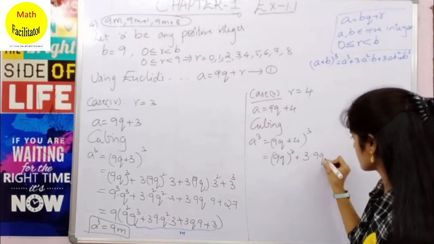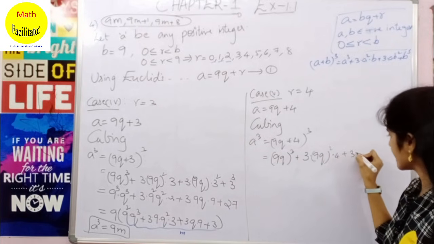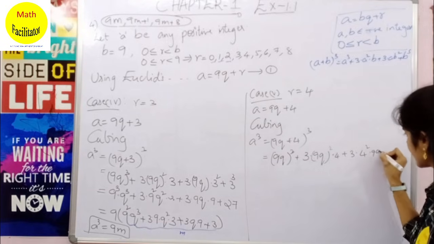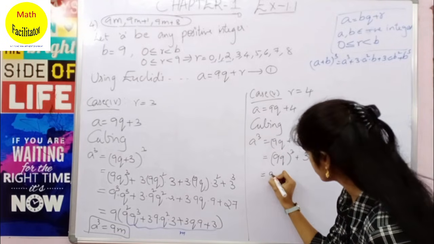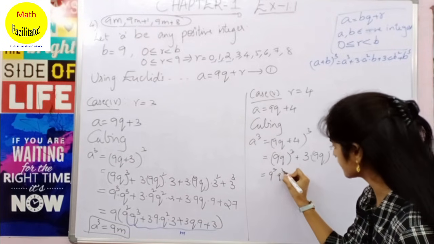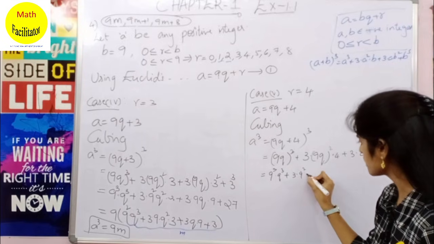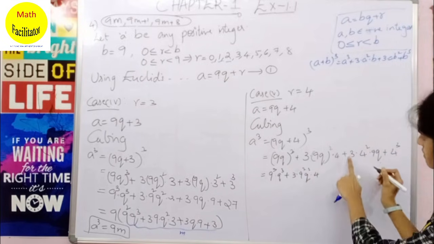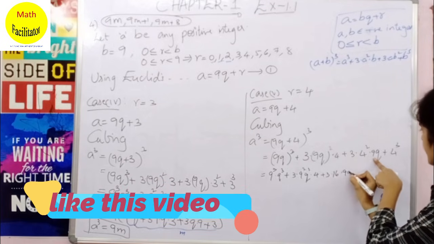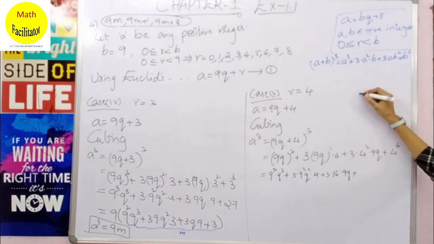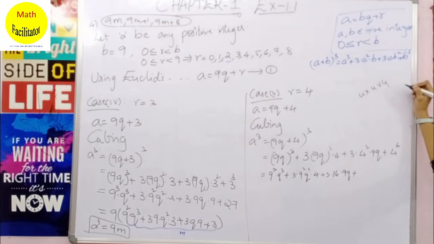So I am just writing (a plus b) cube as a cube plus 3a square b plus 3ab square plus b cube. If you separate the parts, it is 9 cube q cube plus 3 times 9 square q square multiplied by 4, plus 3 times 4 square, which is 16, multiplied by 9q, plus 4 cube, which is 4 into 4 into 4. 4 4s are 16, 16 4s are 64. Now 64 is a bigger number, so you can split it into two numbers.